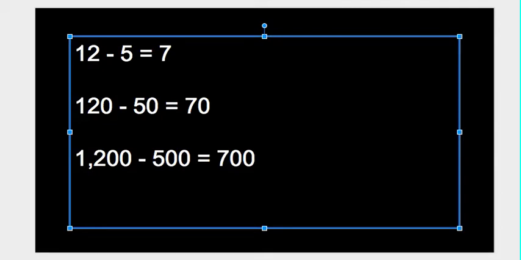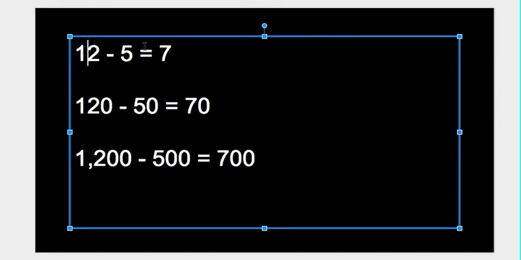Okay, is there anything that you noticed in these three number models? Did you notice anything? Well, if you look at the second one, 120 minus 50 is equal to 70. These numbers are just 10 times 12 minus 5 is equal to 7. The numbers in the third problem are 10 times the numbers in the second problem and 100 times the numbers in the first problem.